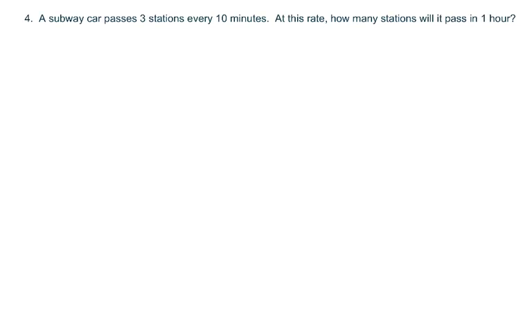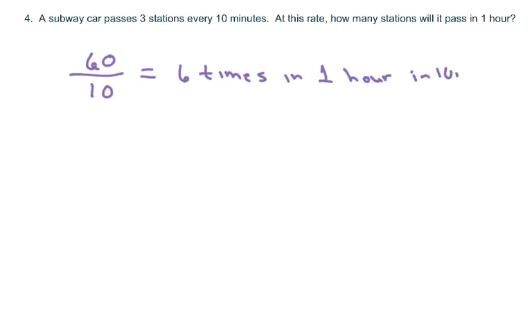Okay, and then this one's a griddable. So we have a subway line, and we have to think logically, and there's no complicated conversions to make. So because there's 60 minutes an hour, the subway will pass in 60 divided by 10, which equals 6 times as many stations in 1 hour as it passes in 10 minutes.